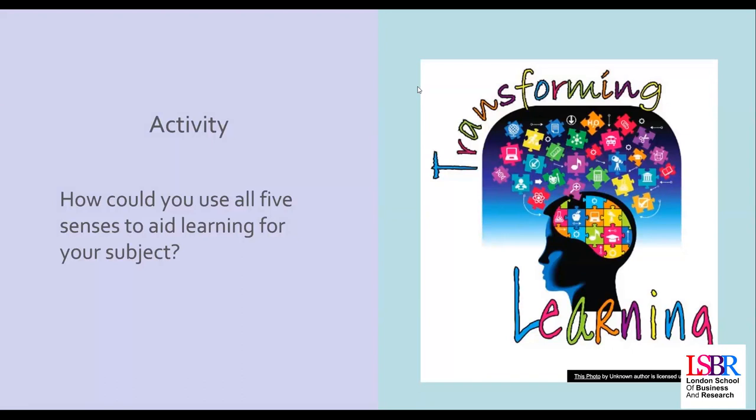I wonder how you could do it in different subjects. I think maybe in English literature, you could talk about how you feel when you read text. Can you imagine what that person in the story is thinking or feeling or smelling or tasting? So yeah, some good thinking to get on with there using the five senses.